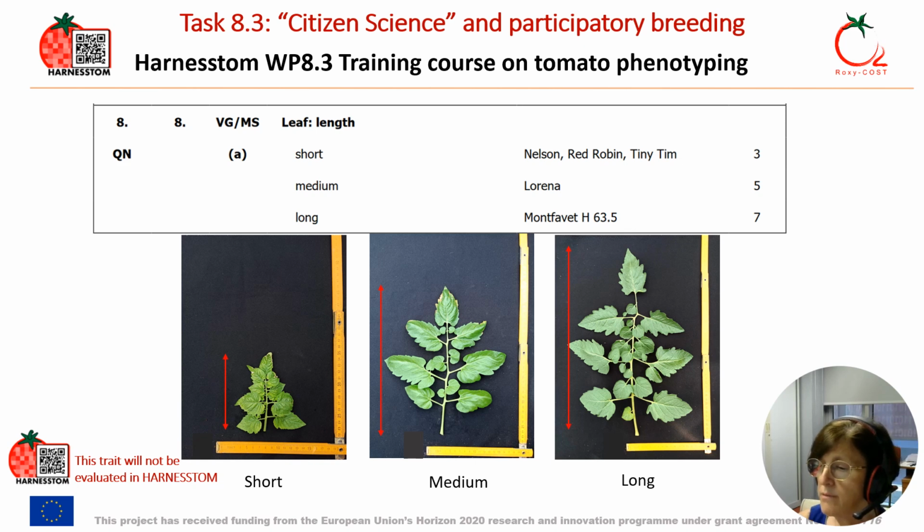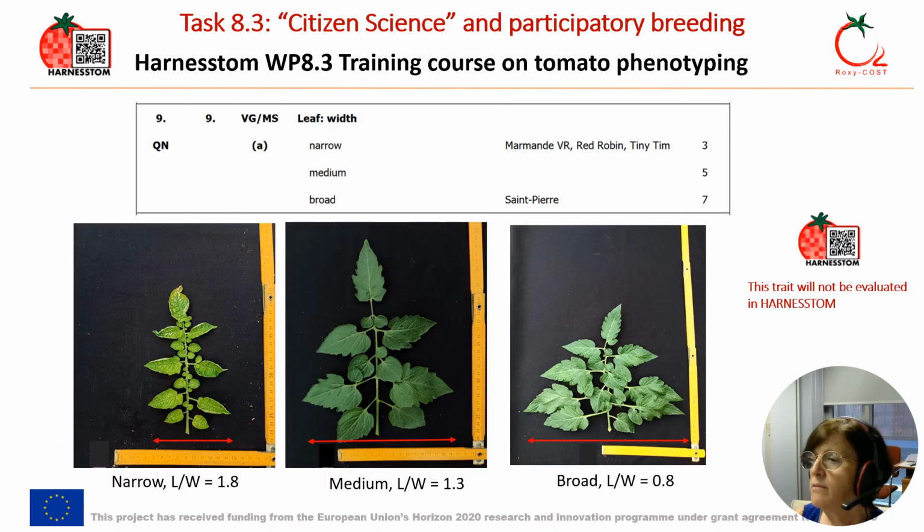The area of the leaf is determined by its length, width, and the size of the leaflets. It can vary greatly between varieties. Leaves can be short, medium, or long. This trait should be measured from the tip of the terminal leaflet to the point of insertion of the petiole into the stem, and in a leaf completely developed.